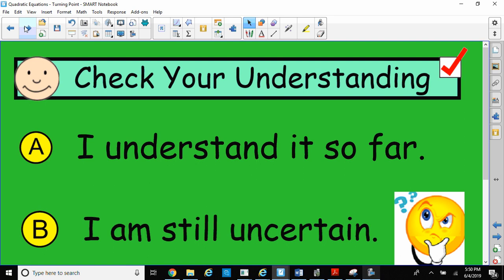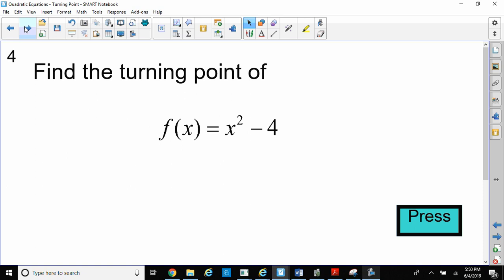If you understand it so far, good. You can go on to the next question, which is find the turning point of f of x equal x squared minus 4. Now I notice this time it's not a trinomial, it's a binomial. They only have two terms. I'm missing the middle term.